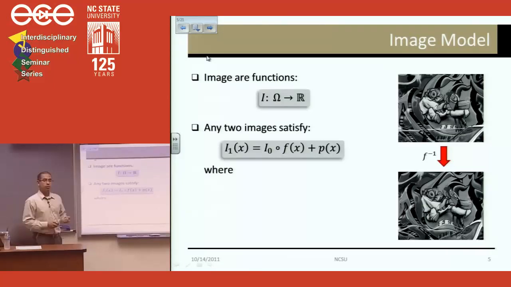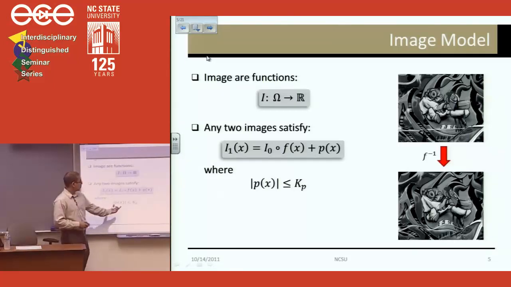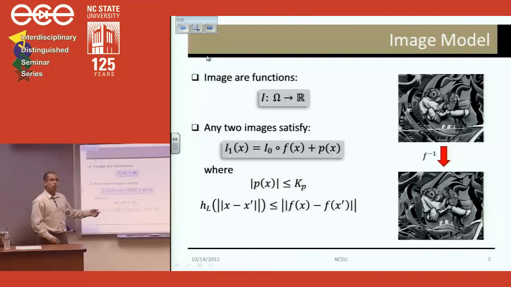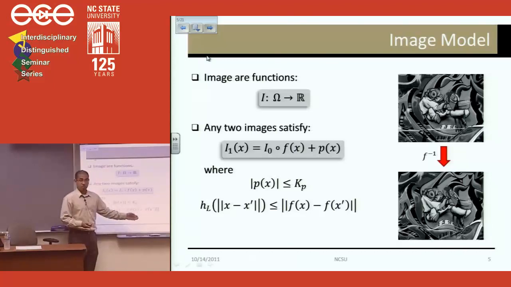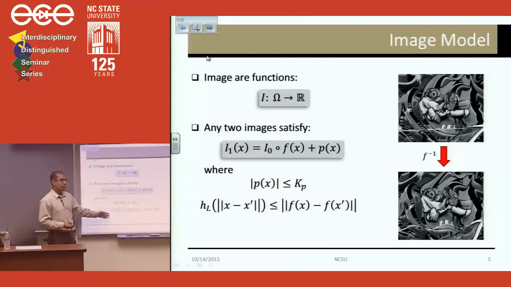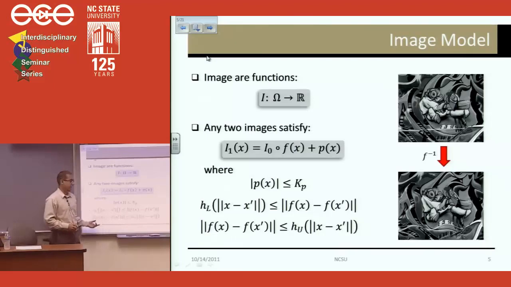Okay, and we're going to assume some particular constraints for the perturbations and the deformations. In particular, for the perturbation, we're going to assume that it's bounded, so the absolute value of the perturbation is less than or equal to some constant Kp. And we're going to have some lower and upper bounds also for the actual deformation. What we have in this line is that the norm of f of x minus f of x prime is lower bounded by some function HL, a lower bound function, of the norm between x and x prime. And the same, we have an upper bound for that same difference between the function values.